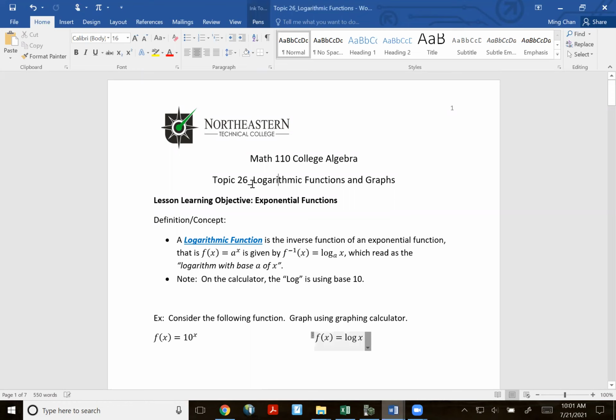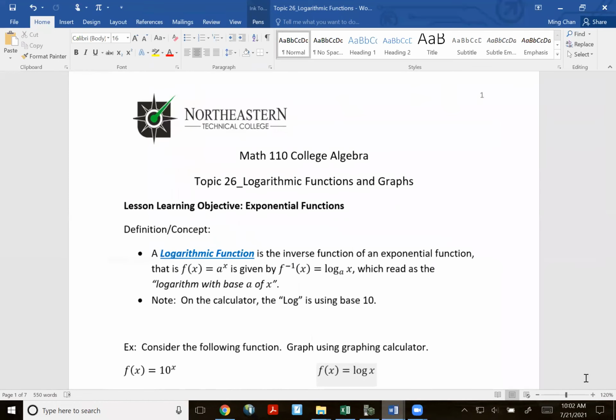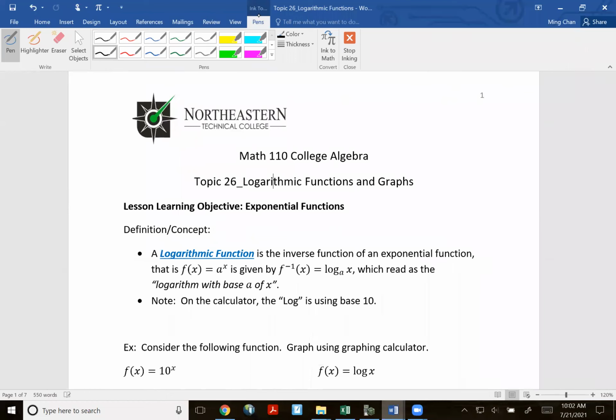All right, let's take a look at topic number 26, logarithmic function. Okay, what is a log function? Very, very important. A lot of students are not quite understanding what a log function is. We know what an exponential function is. Very simple. Your variable x is in the exponent. Those are considered exponential functions.